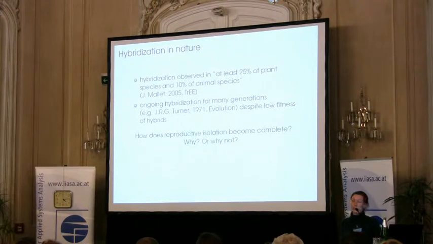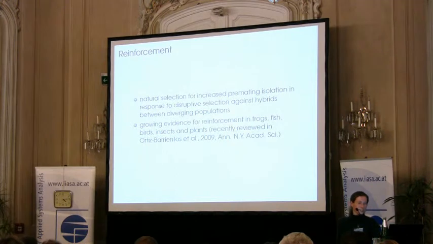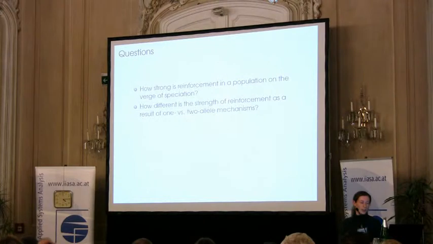Out of the mechanisms that could complete speciation, the one that we have been studying is reinforcement. So we're asking what the role of reinforcement is in completing a speciation process. I don't need to explain what reinforcement is anymore, so I can descend to the questions of our study. We are asking how strong reinforcement is in a population that is on the verge of speciation, so that has already diverged and is very close to complete speciation.